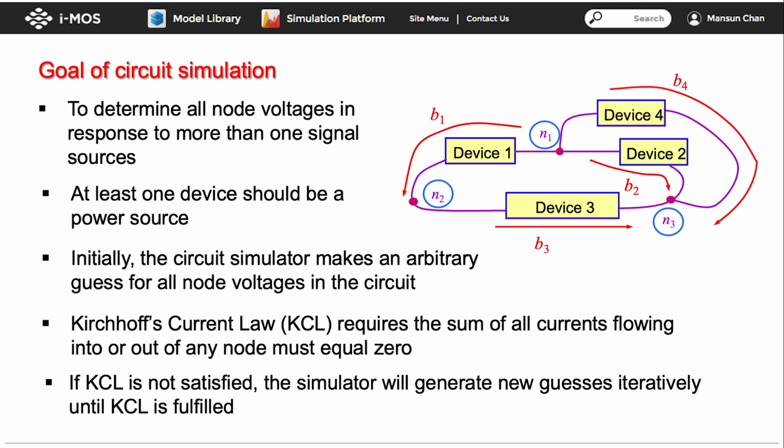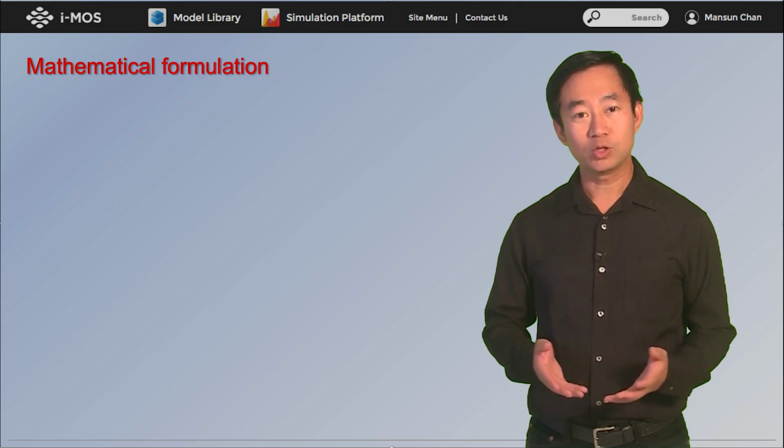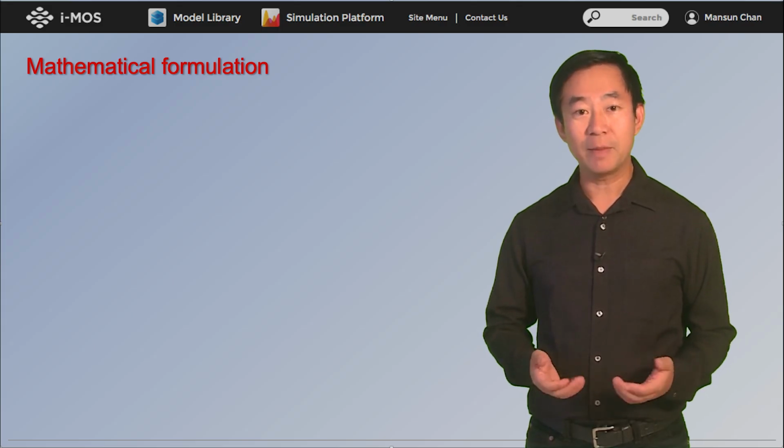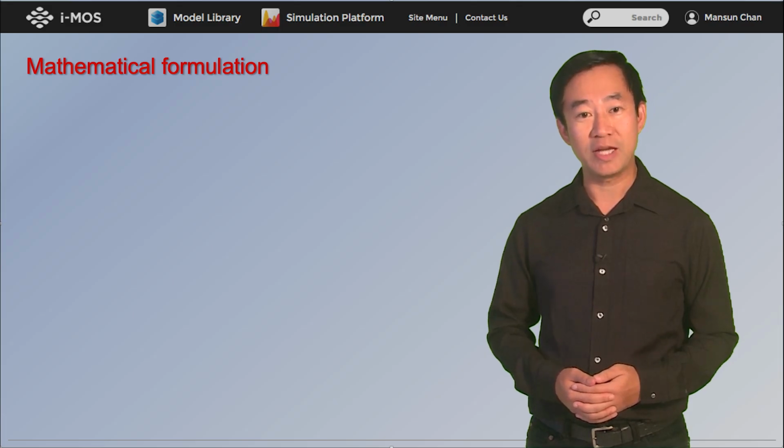If the KCL condition is not fulfilled, the simulator will generate a new guess and repeat the process until the condition is satisfied. Throughout this iterative guessing process, we aim for each subsequent guess to be an improvement over the previous ones in finding the solution. This is typically achieved using an iterative method. To clarify how the simulator operates, we need to express the problem in more formal mathematical terms. However, there's no need to worry. I will keep the mathematics to a minimum to effectively define the problem without delving into the details of the calculations.